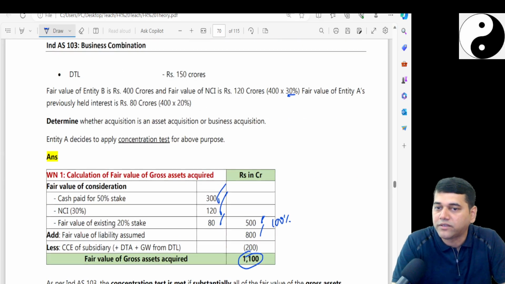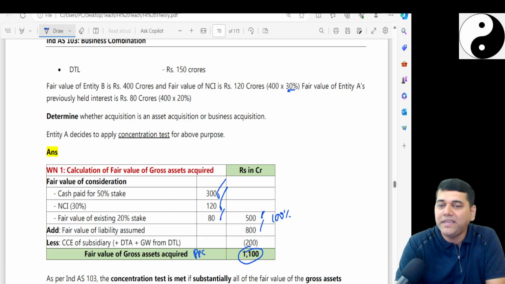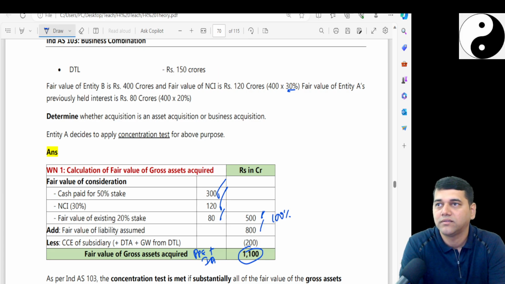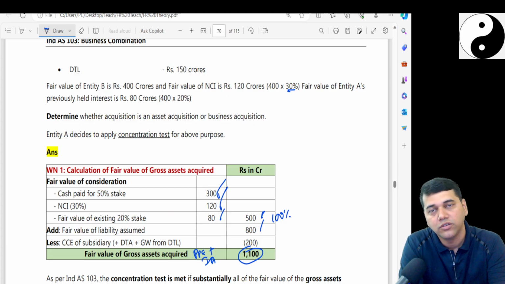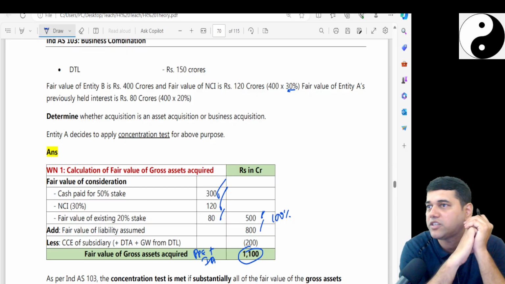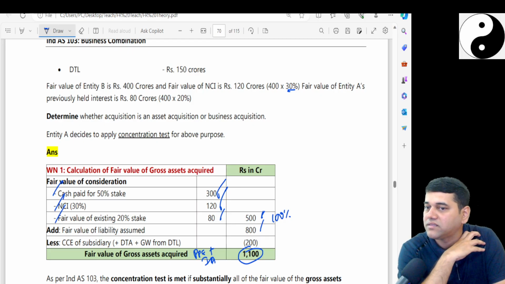Where we took in this calculation? This is called the fair value of the gross assets. That means this is for your PPE, intangible assets, and a group of other things. In a business combination, you take over the balance sheet of the acquiree. For this you paid certain things, and you took over the liabilities also.